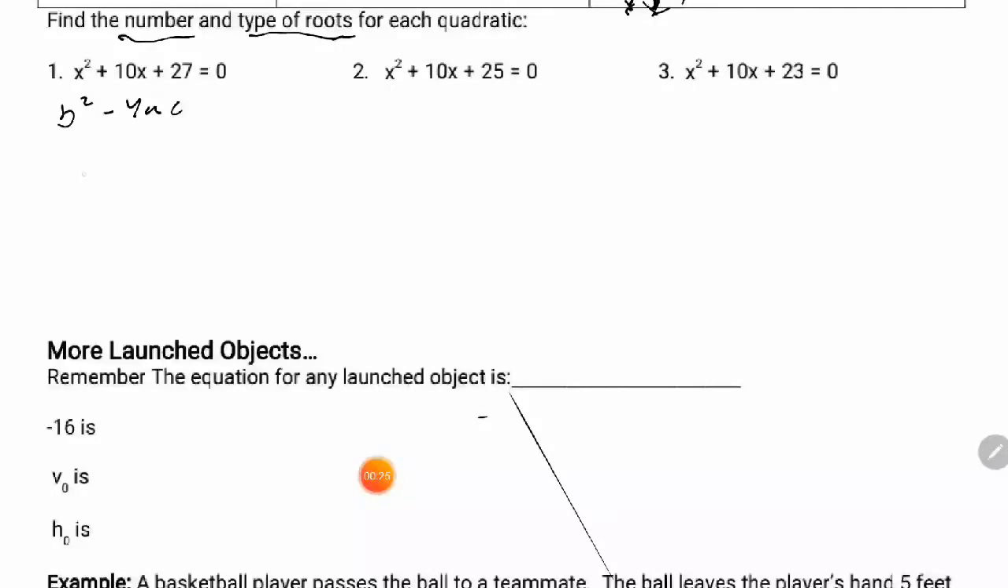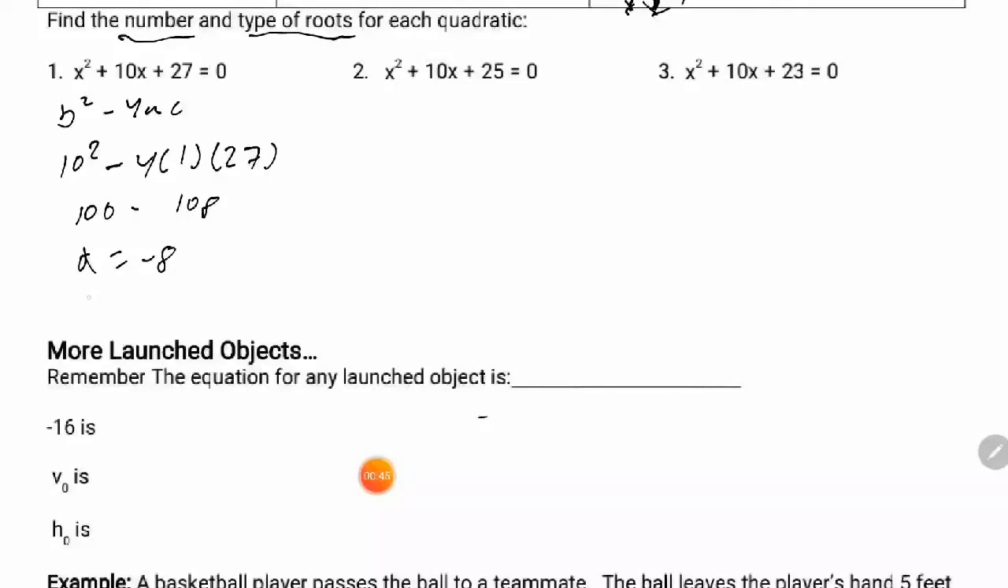So here we go. We have 10 squared minus 4 times 1 times 27. So we're going to get 100 minus 108. So that's going to give us d equals, our discriminant, negative 8. So that means no real solutions. We got two imaginary.